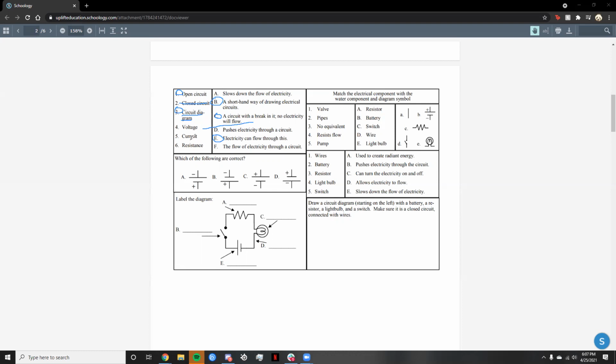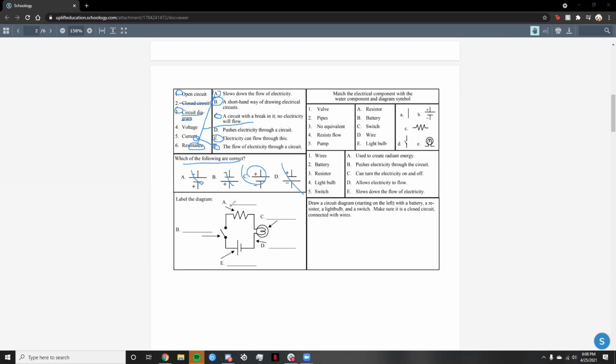All right, current. Current goes with F, the flow of electricity, because that's what current is. It's like riding the waves, bro. Like you're a surfer. You're with the flow. You're with the current. Resistance is A, slows down the flow of electricity. Which of the following are correct? That is wrong. That is wrong. This is correct. That is wrong.